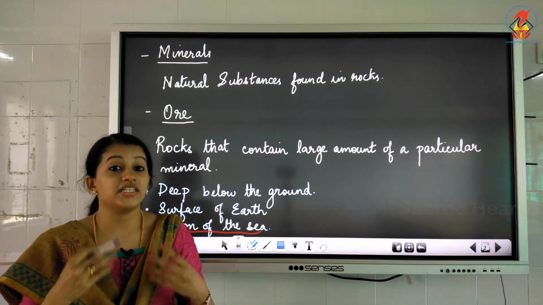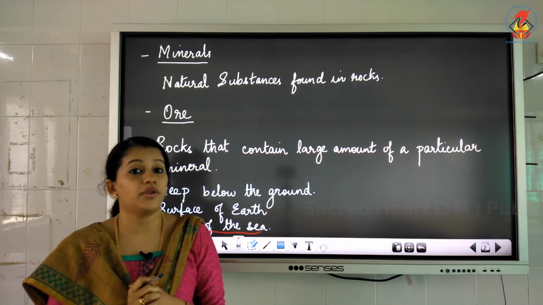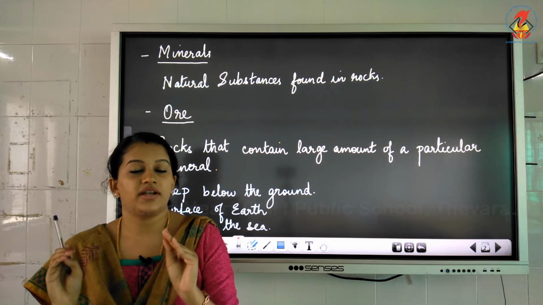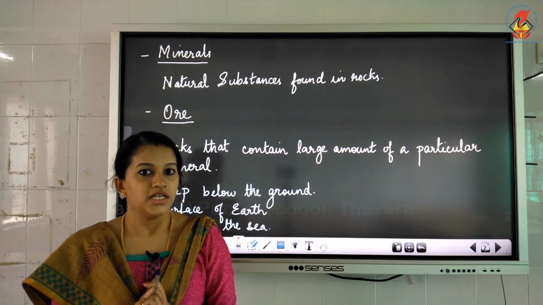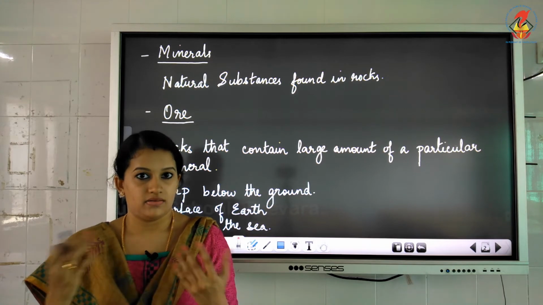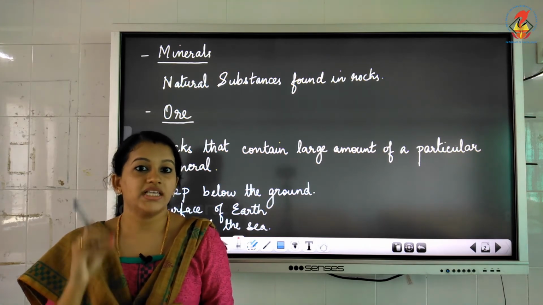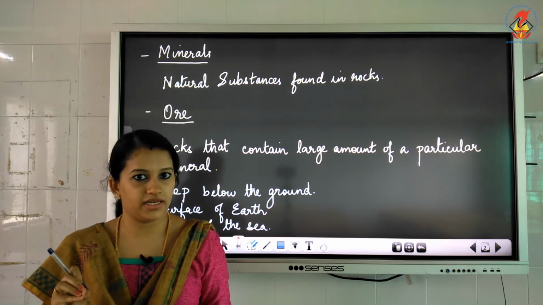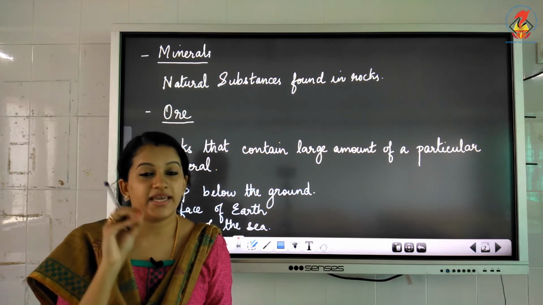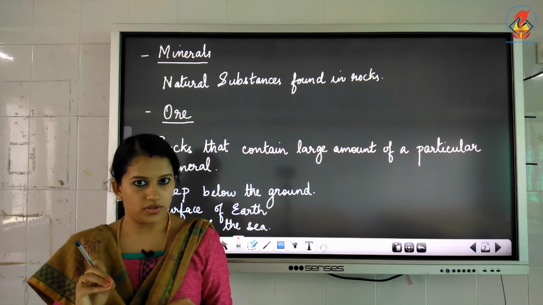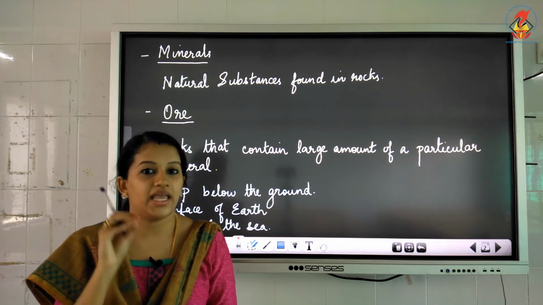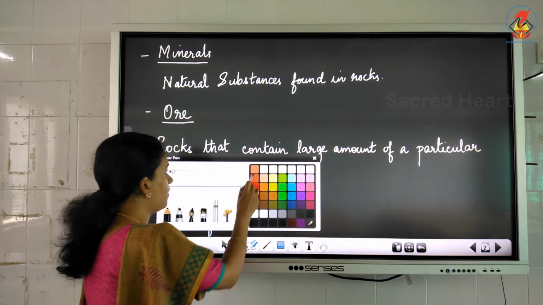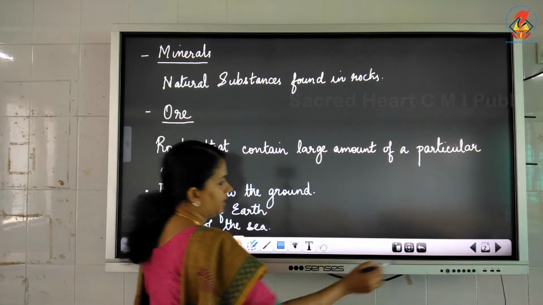Understood? Next, in order to get the mineral, what do we have to do? We have to take these rocks out, isn't it? For that, several processes have to be done. There are special places from where we can get a particular ore of that mineral. These places are known as mines, and mines are places from where we can get that mineral.